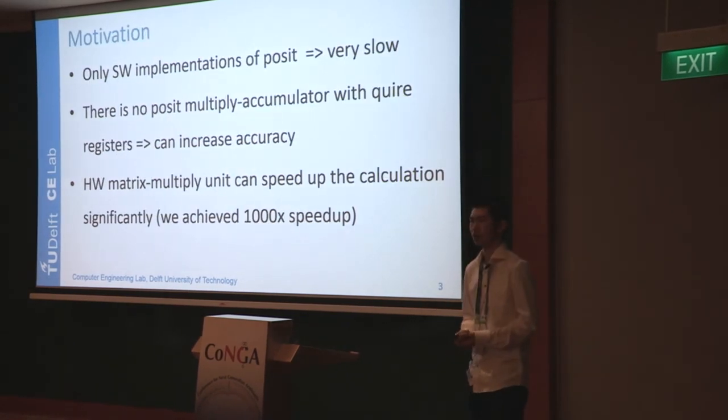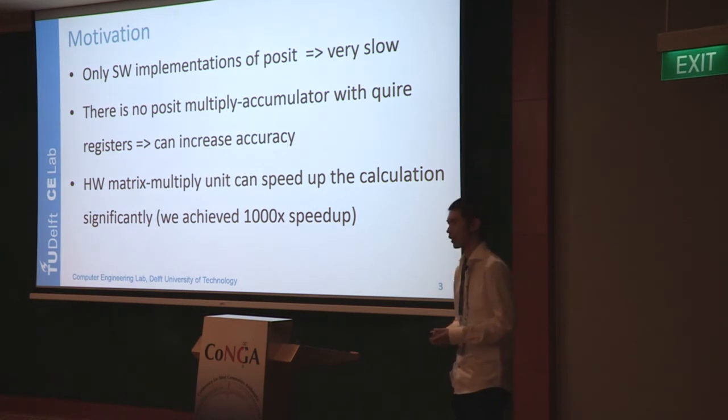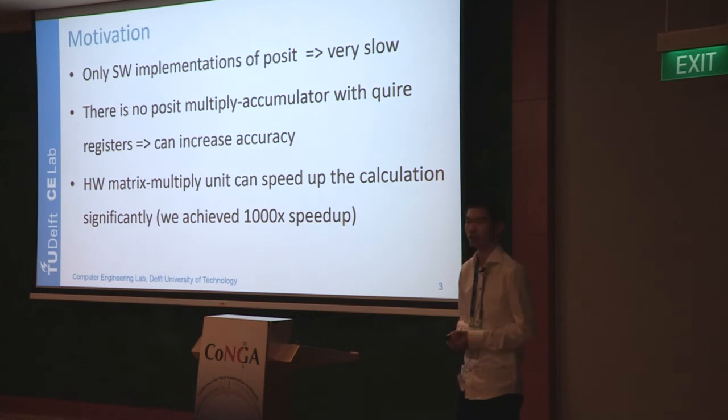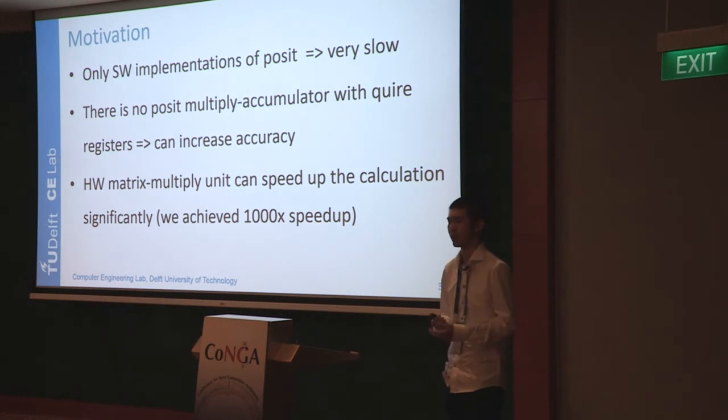First, the motivation of this project. When I began to do this project, there was only a software implementation of the posit, which is pretty slow. And there was no posit multiply-accumulator with quire registers. This was introduced a decade ago, and it's recommended by Mr. John Gustafson in his paper. As we know, with the fused multiply adder, we delay the rounding: first do the multiply and the addition, and after that do the rounding, which can make the calculation more accurate.